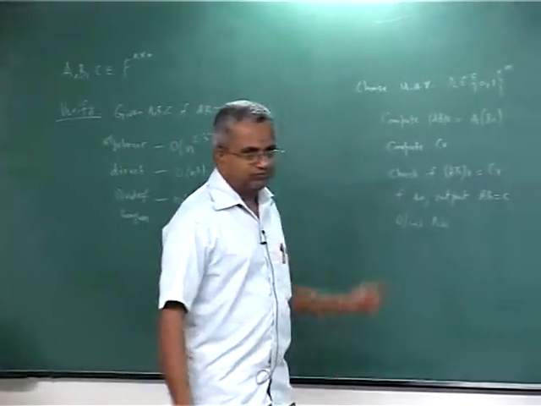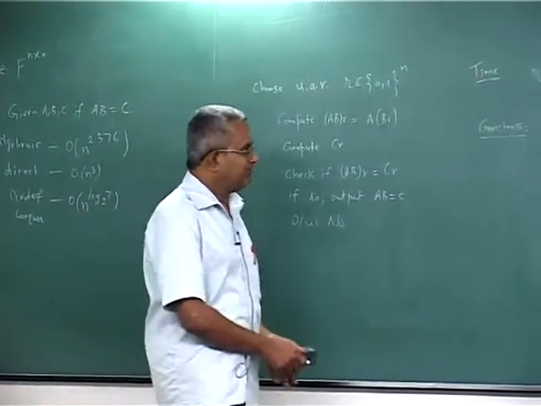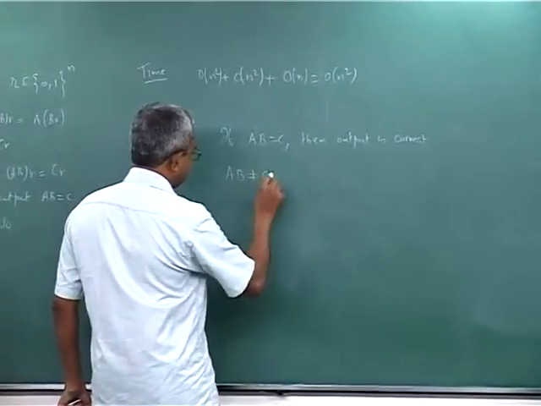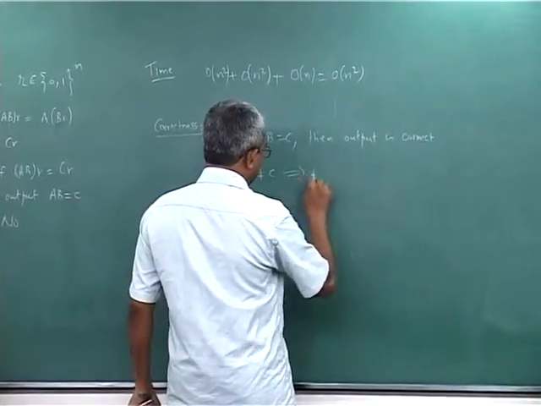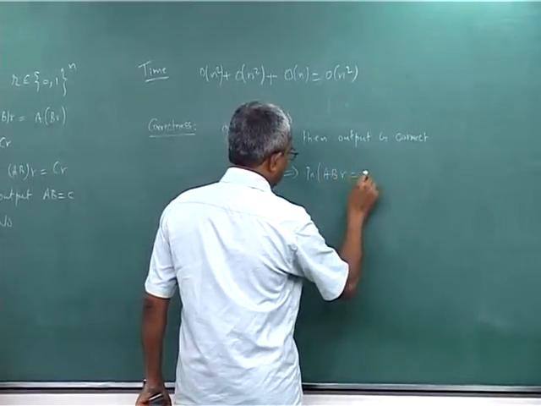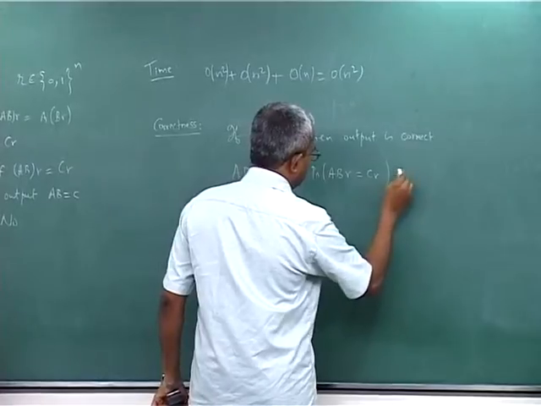One can in fact prove something stronger. In fact, what we can show is that if AB is not equal to C, then the probability that ABR equals CR is at most half.